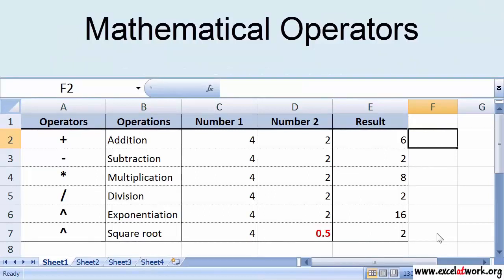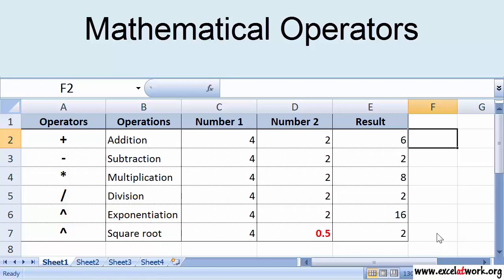The mathematical operators used to create formulas are the plus sign for addition, minus sign for subtraction, asterisk for multiplication, forward slash for division, and caret for exponentiation. Let's see how this is used.